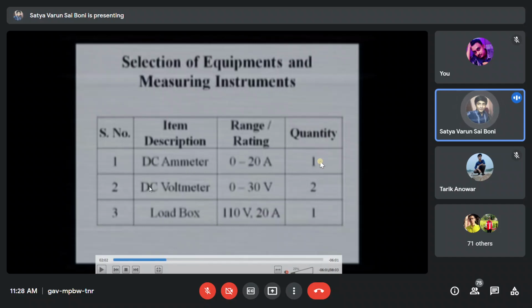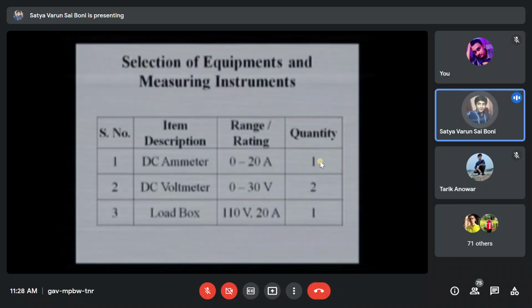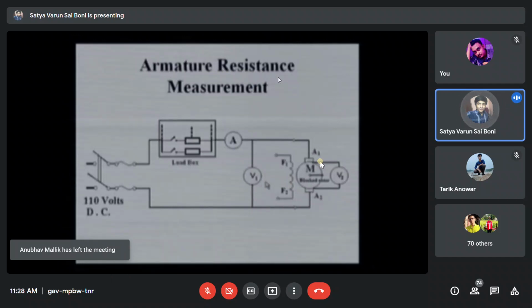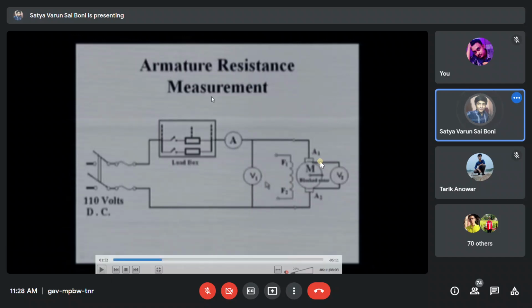So for one ammeter we have taken 0 to 20 amps, and the load box is around 110 volt, 20 amps. Coming to the DC voltage, this is a very good question. See, 60 amps is going in this way. We know that here we are measuring armature resistance. So the armature resistance value is around 1 ohm, as I said.